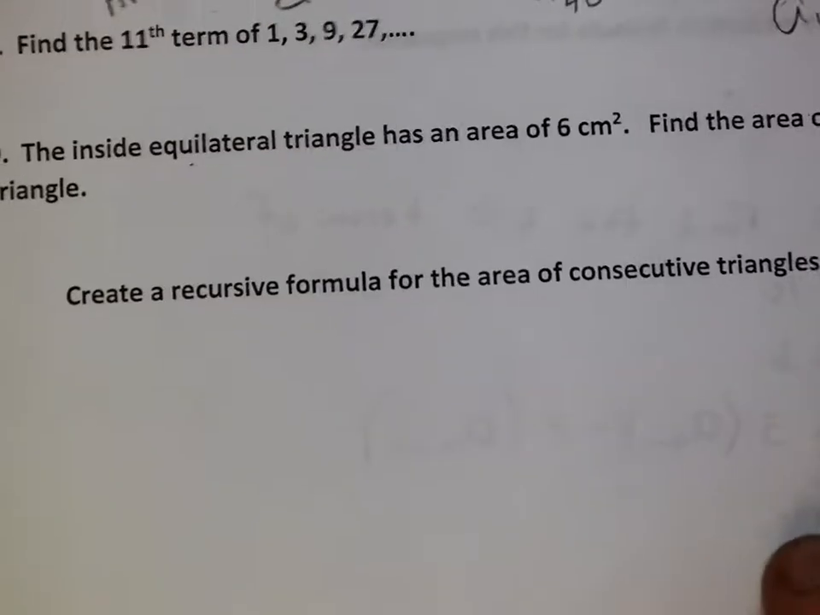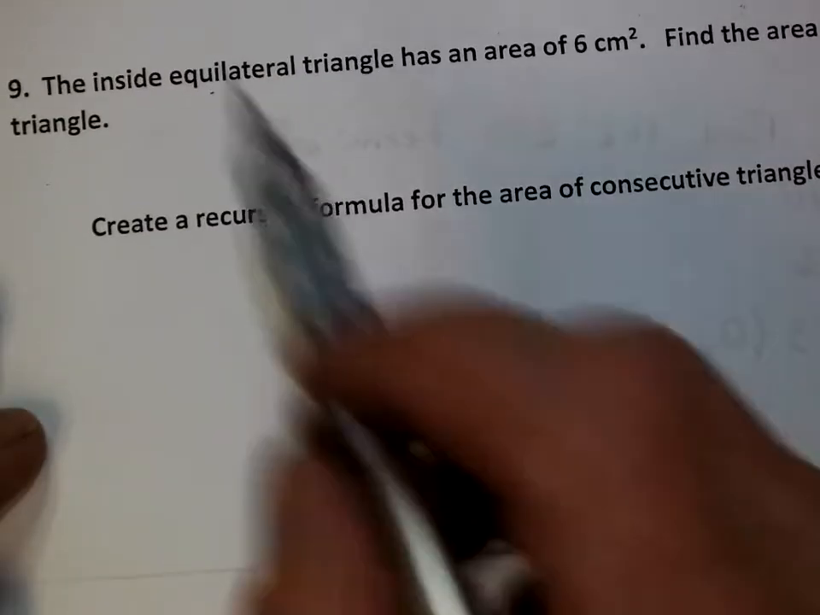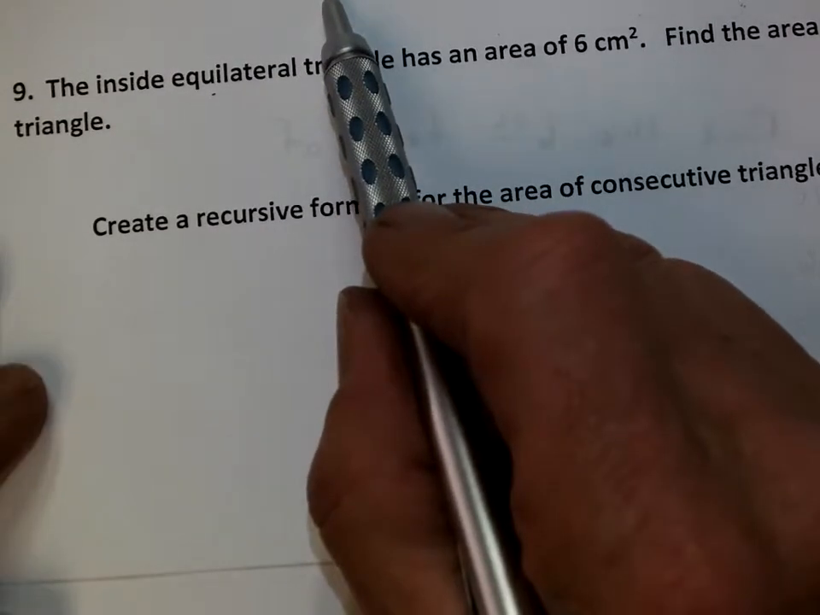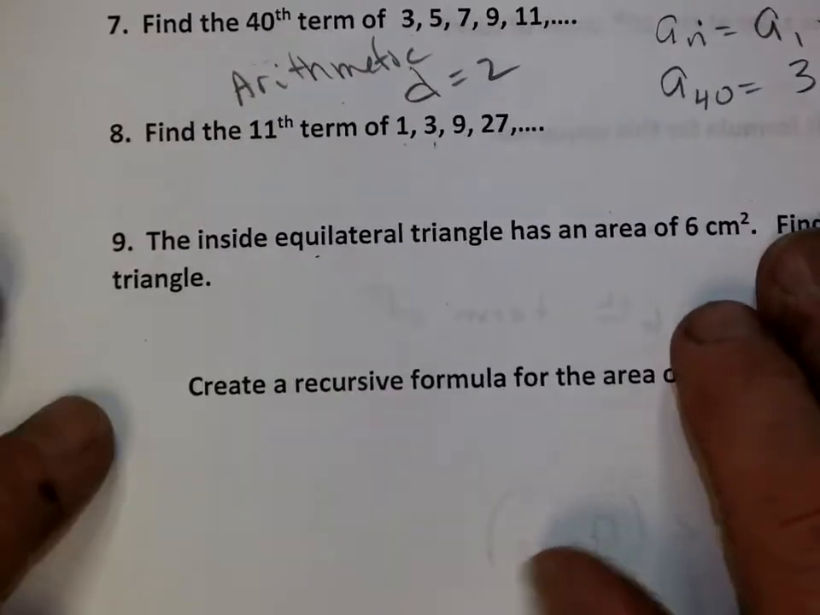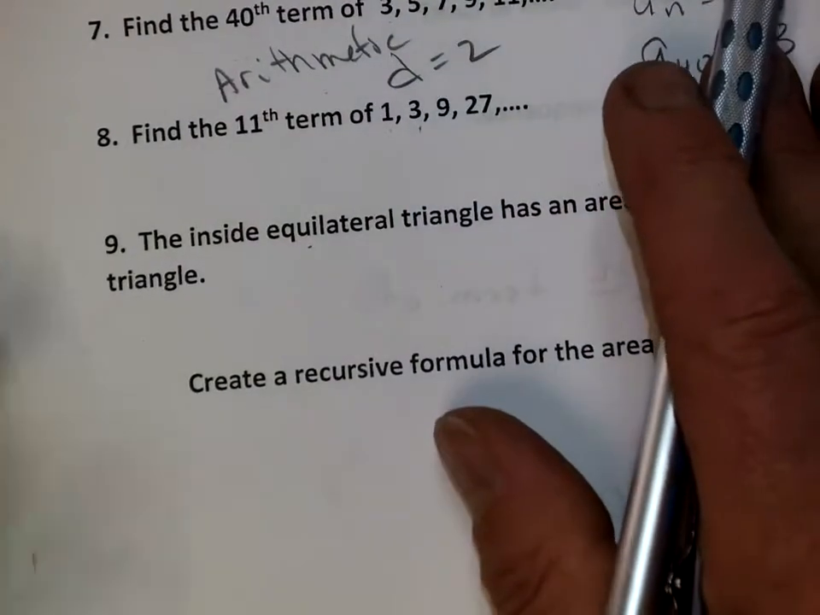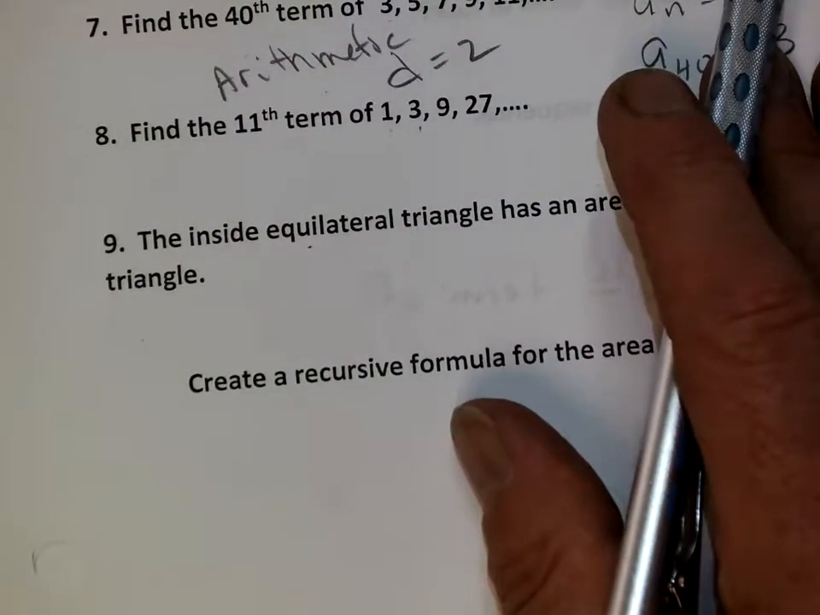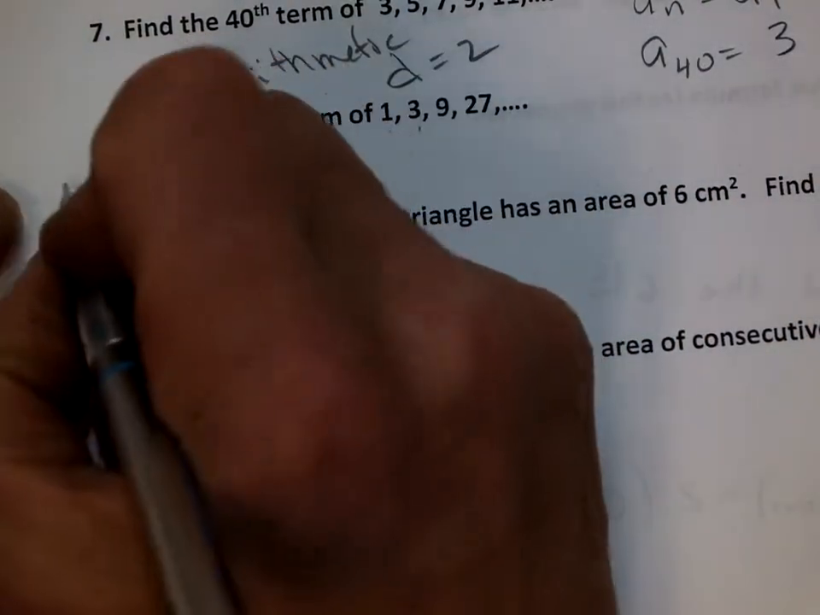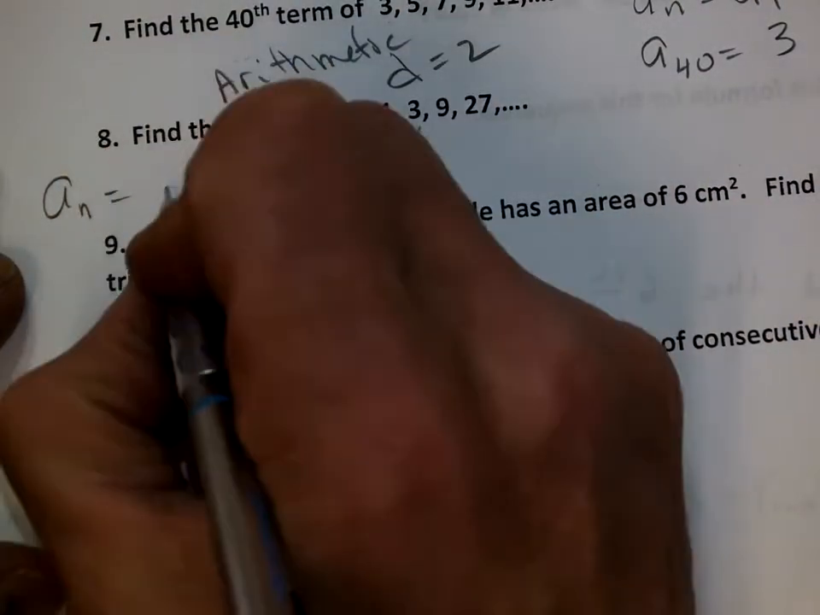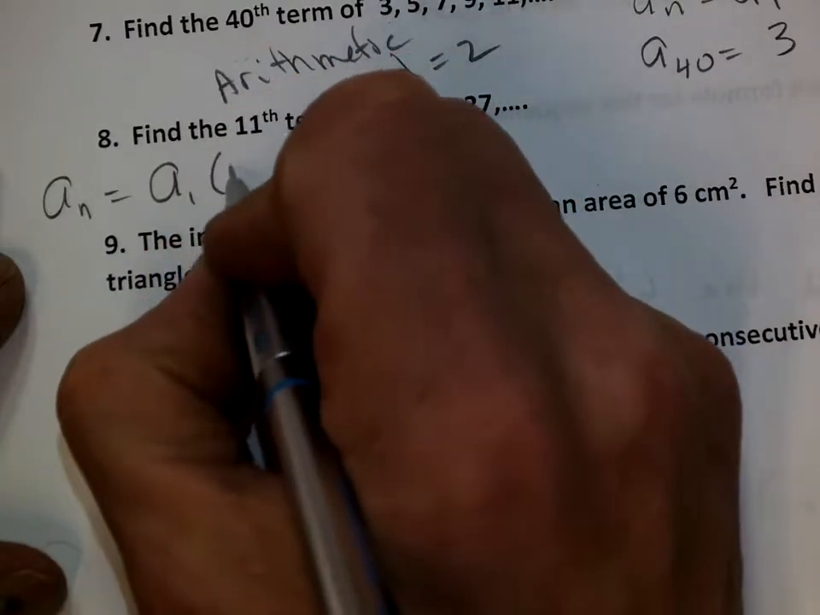Okay, number 8. Find the 11th term. Now, this one's geometric, and we have a formula for the geometric also, okay? If you look at the geometric one, it's kind of hiding behind the tree, but it's A of n equals A1. How do you know if it's geometric?